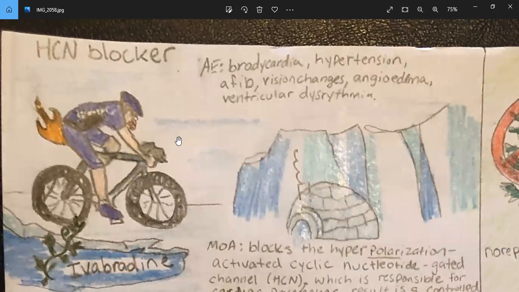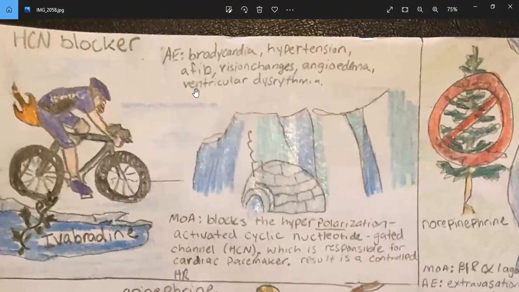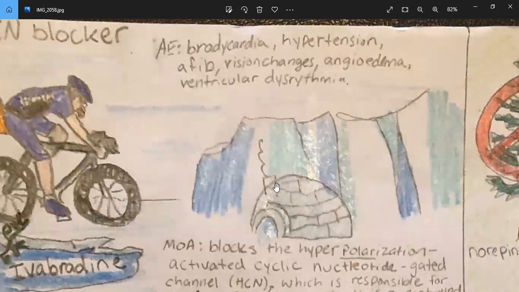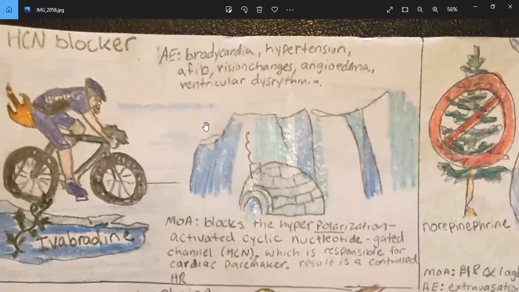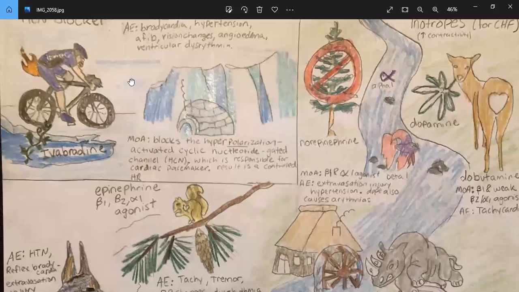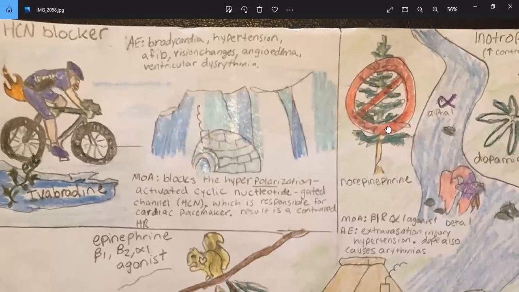And then ventricular dysrhythmia. So ventricular. So this igloo has a vent, a chimney. Ventricular dysrhythmia. So that's your HCN blocker.